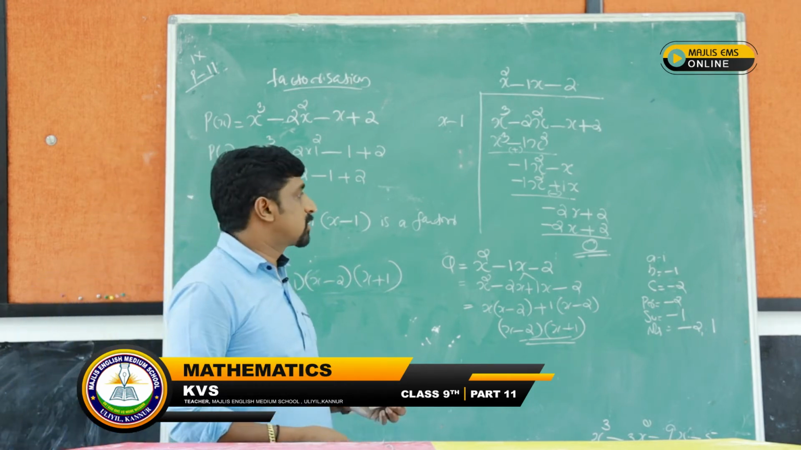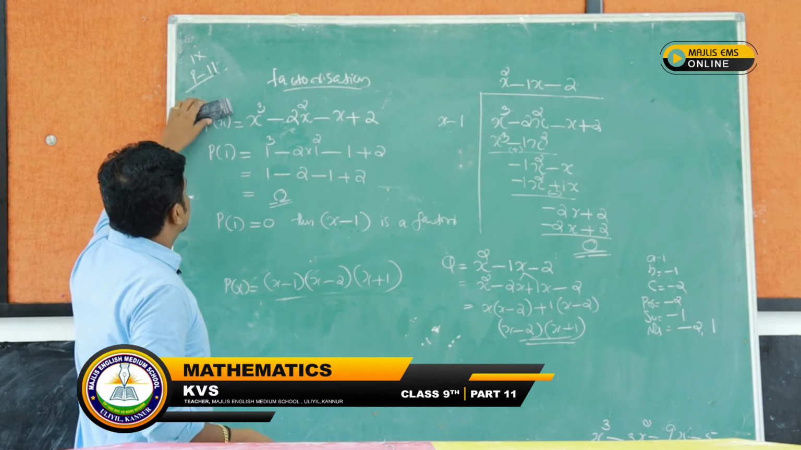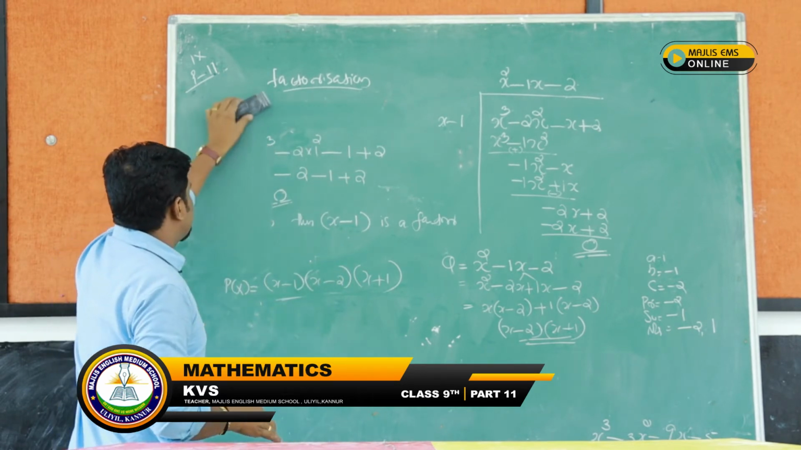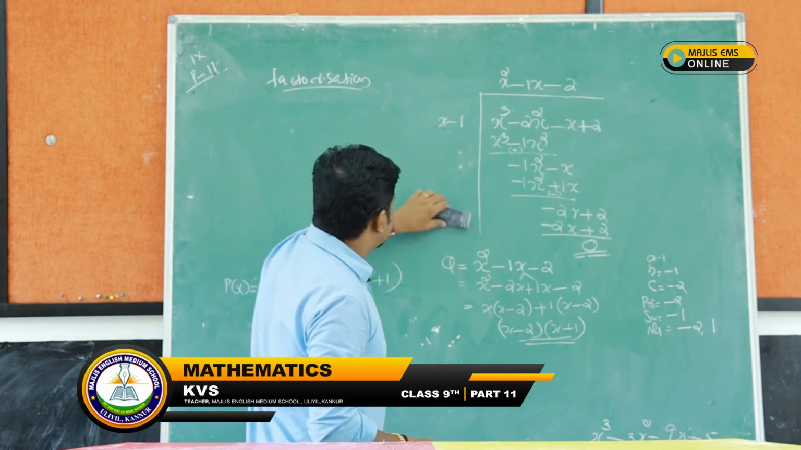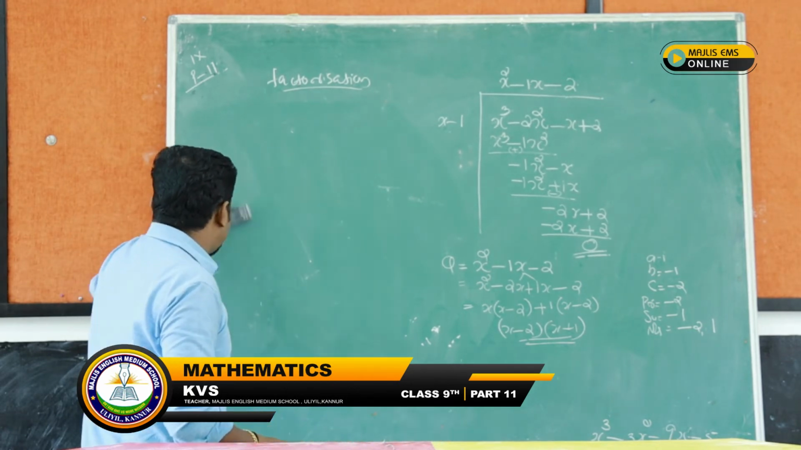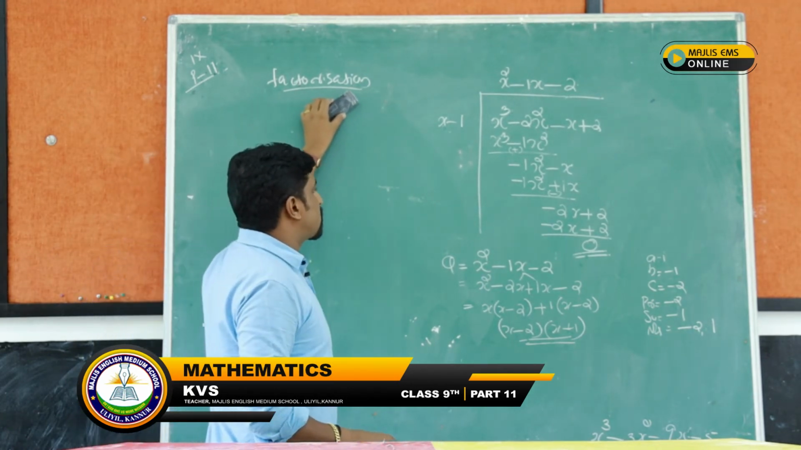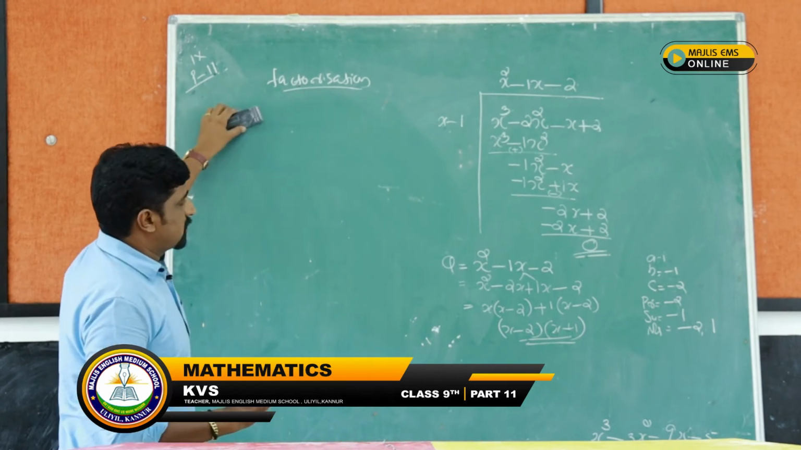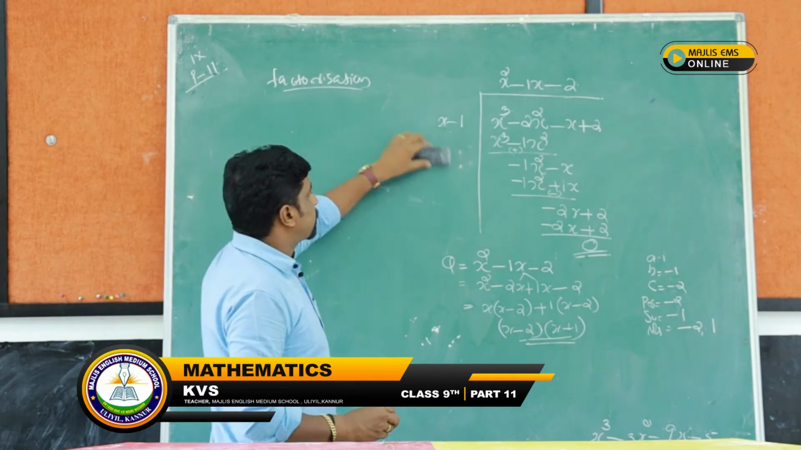Okay, one more question I can explain. The steps is like this, okay. First you find out one of the factors, then dividing by using that factor, remainder 0, then in the quotient you got a quadratic polynomial. Again you can factorize, that much step we need to use here, okay.